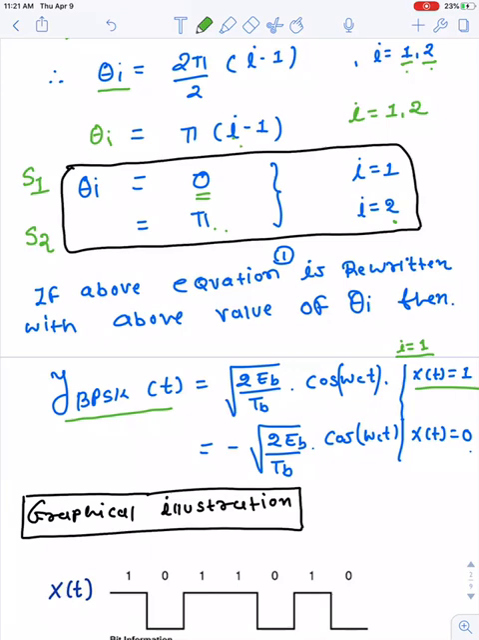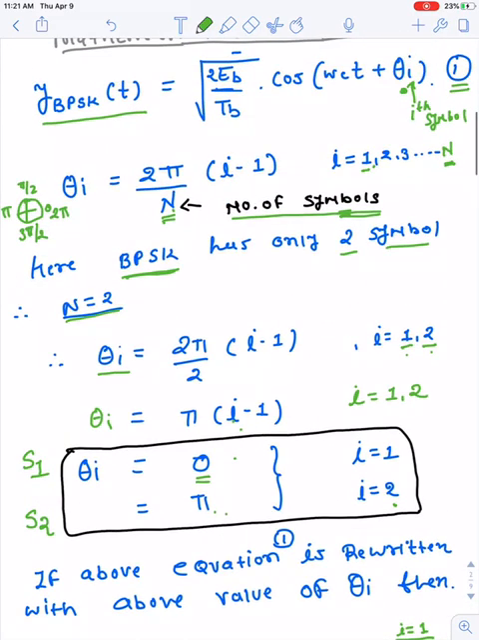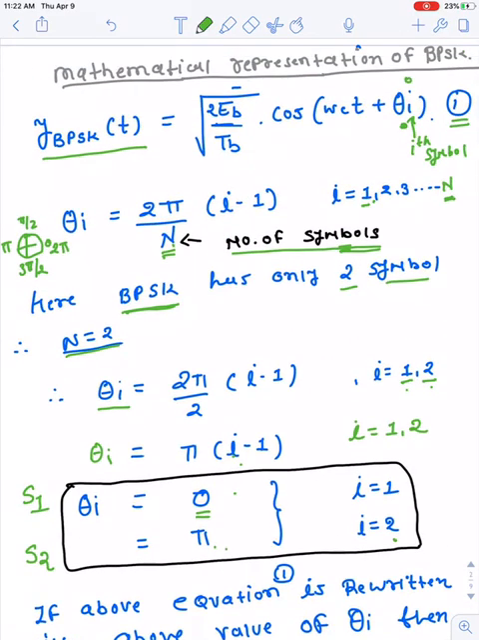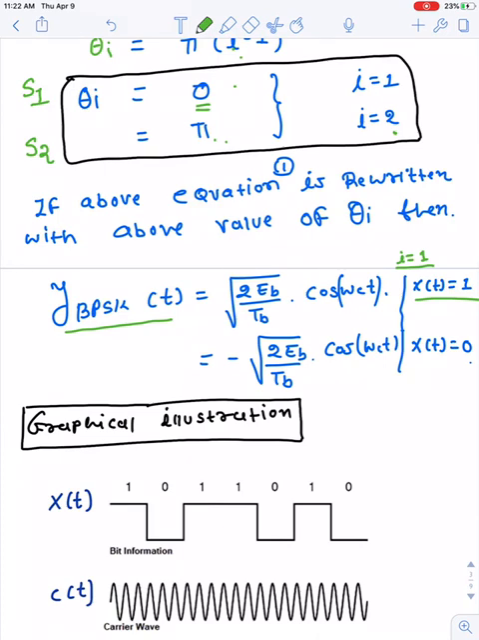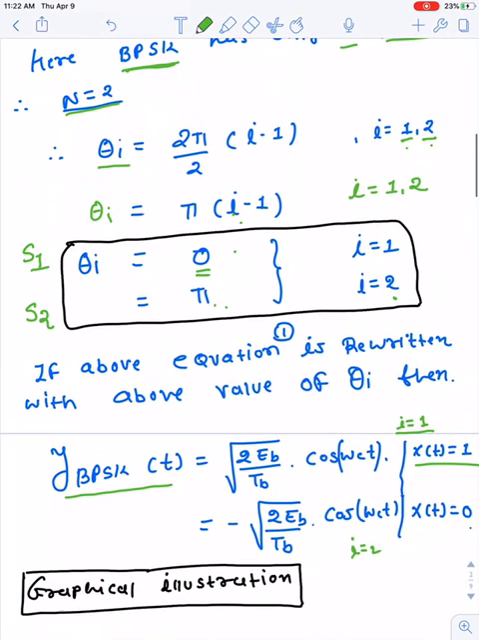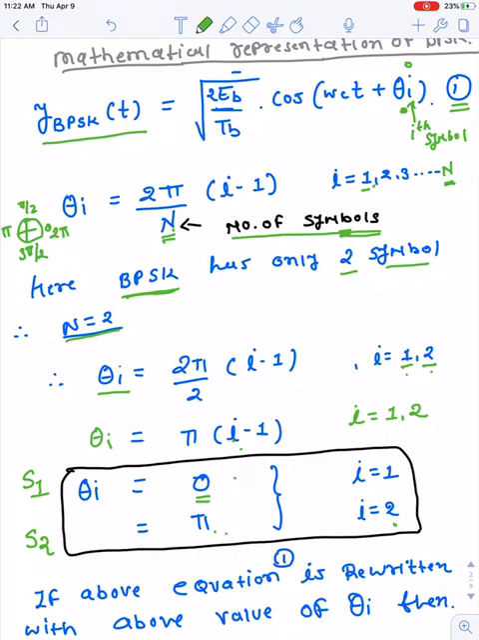So theta i is equal to 0 in this case, and if you put it in equation number 1, that would be 0. So we have the equation square root of 2 Eb by Tb cos omega c t only. So that is written over here. If you take i is equal to 2, what happens? This equation needs to be modified. This is for i is equal to 1, and this corresponds with i is equal to 2. So we get theta i is equal to pi. So this equation is square root of 2 Eb by Tb cos of omega c t plus pi.